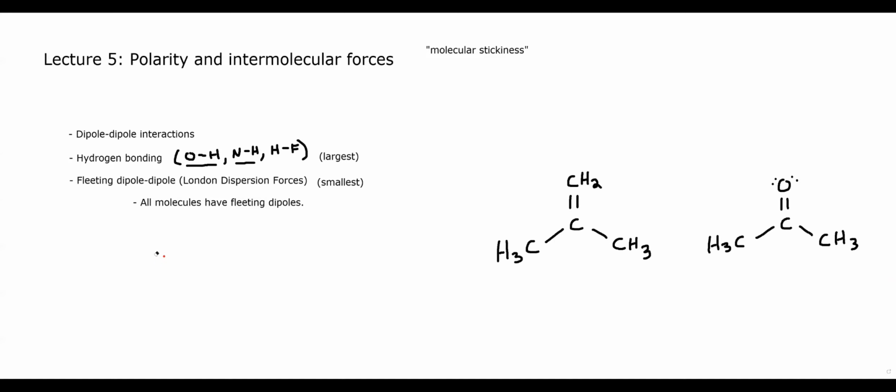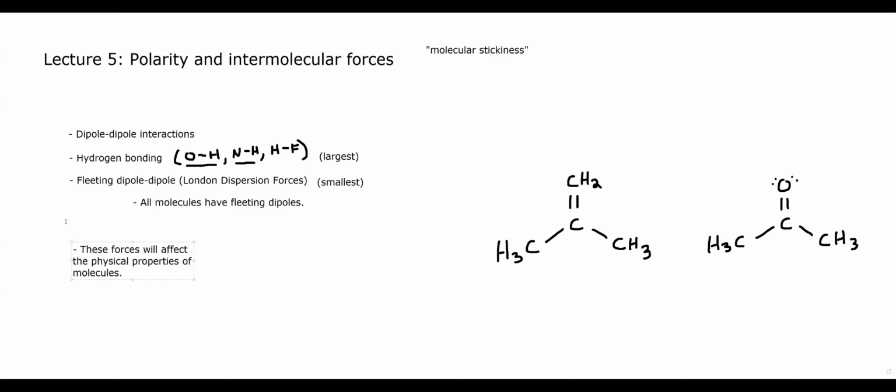And again, fleeting dipole is the smallest force. It does not have much of an impact. Hydrogen bonding is going to be the most impactful. And hopefully we can understand now that if we have a lot of intermolecular forces, if we have a lot of polarity, this is going to alter the physical properties of a molecule. Let's write that down here. These forces will affect the physical properties of molecules.